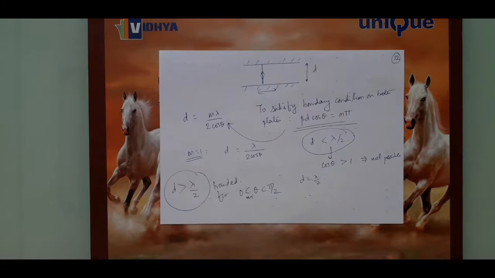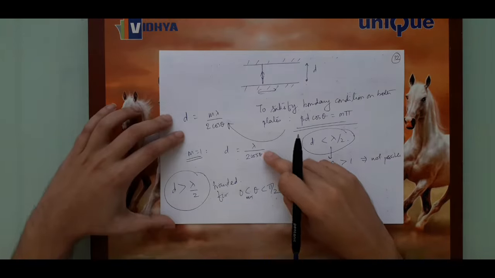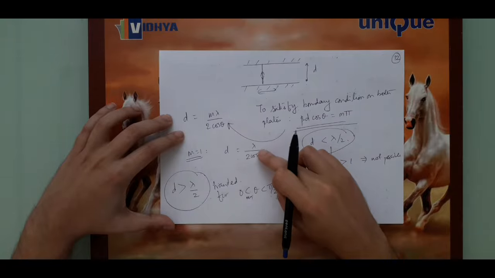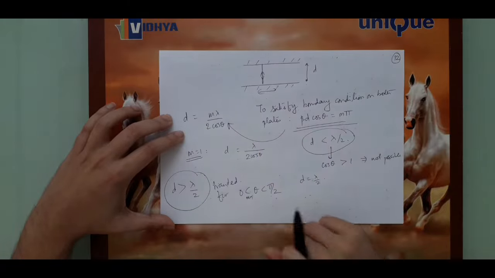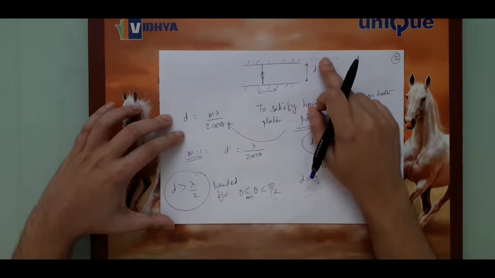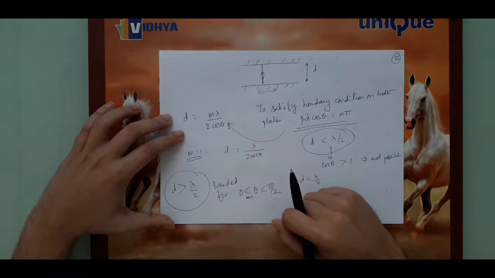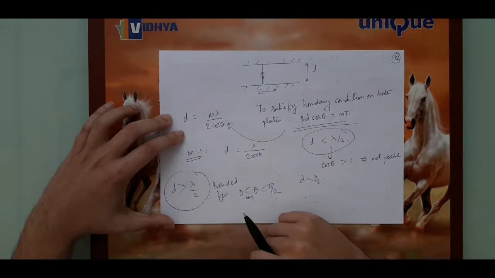So now again we are in a bit of a spot of bother. We don't know what d is. But let's say d is fixed and the wave which I want to propagate, I cannot change its lambda. Okay?